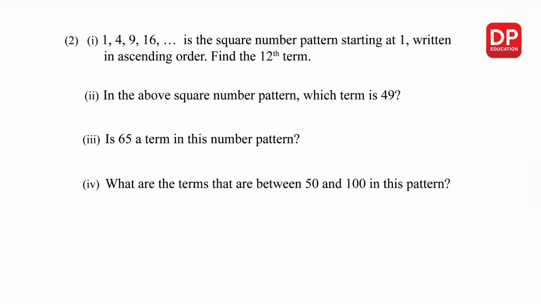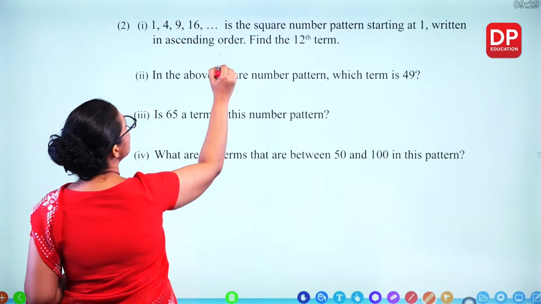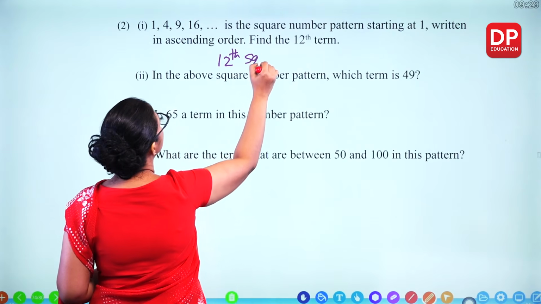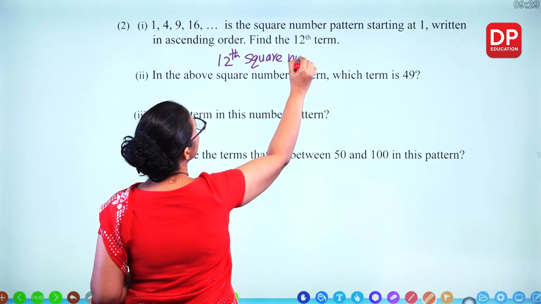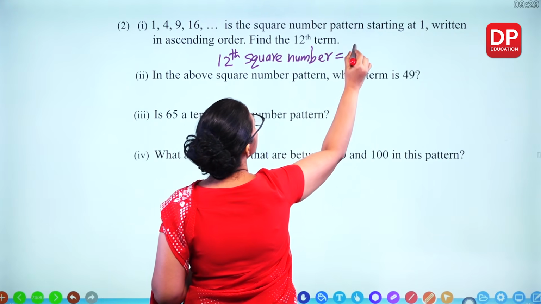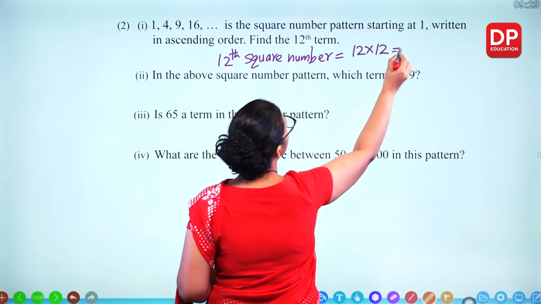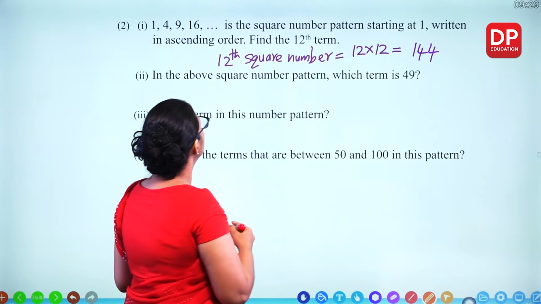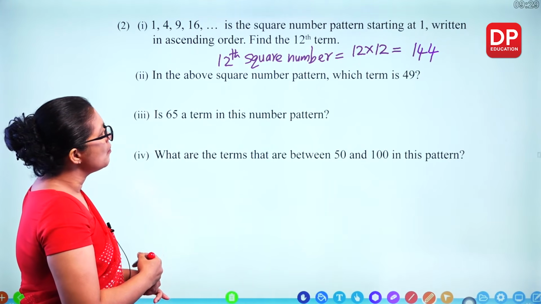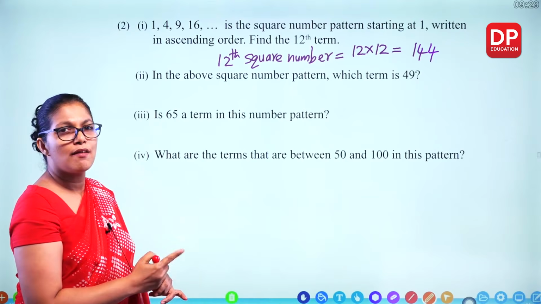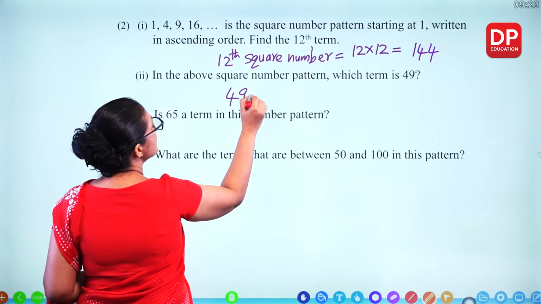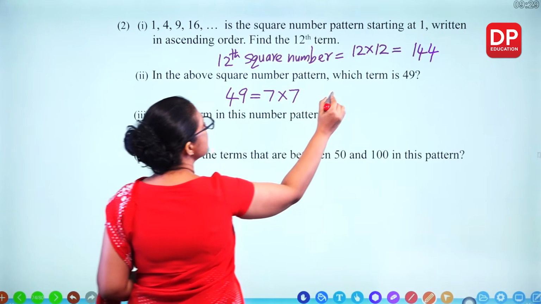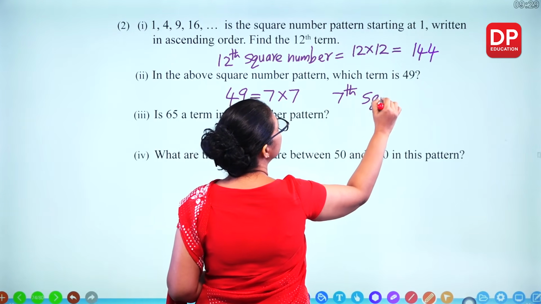1, 4, 9, 16 is the square number pattern starting from 1. Written in ascending order. Find the 12th term. So 12th square number becomes 12 times 12. That means 144. In the above square number pattern, which term is 49? 49 means 7 times 7. So that's the 7th square number.